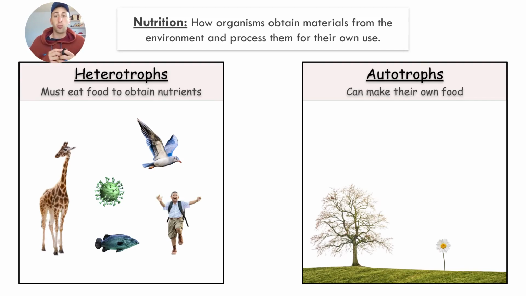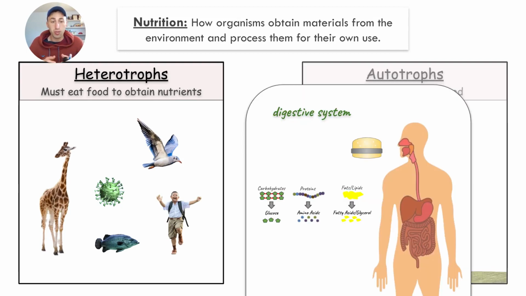There are two types of nutritional organisms: heterotrophs and autotrophs. We are heterotrophs. We eat food to obtain nutrients, and we do that through the digestive system. Single-celled organisms, by contrast, use just the cell itself.